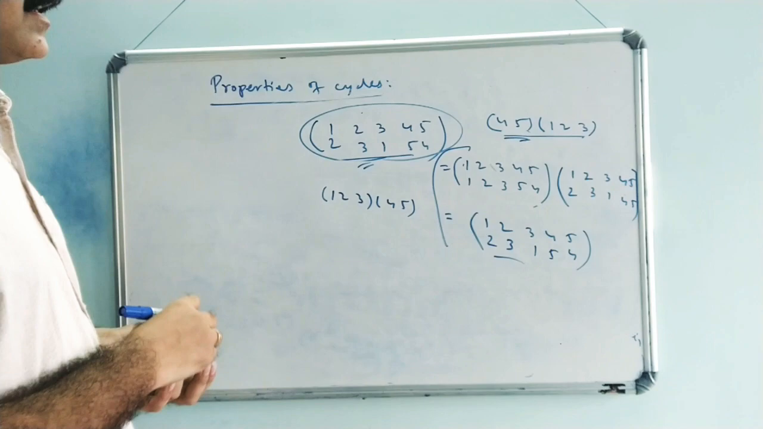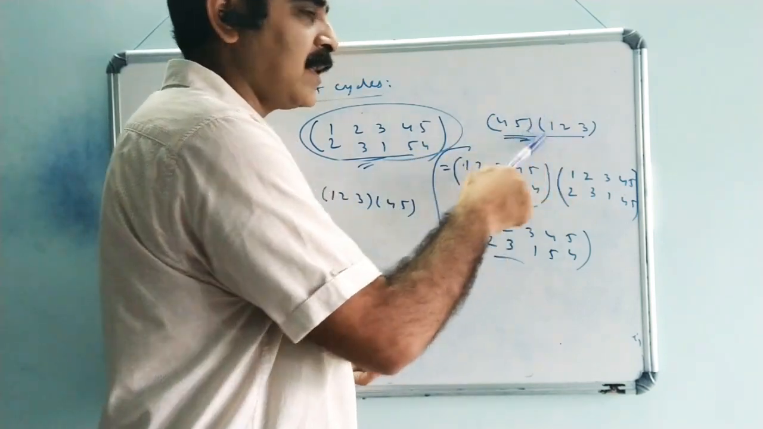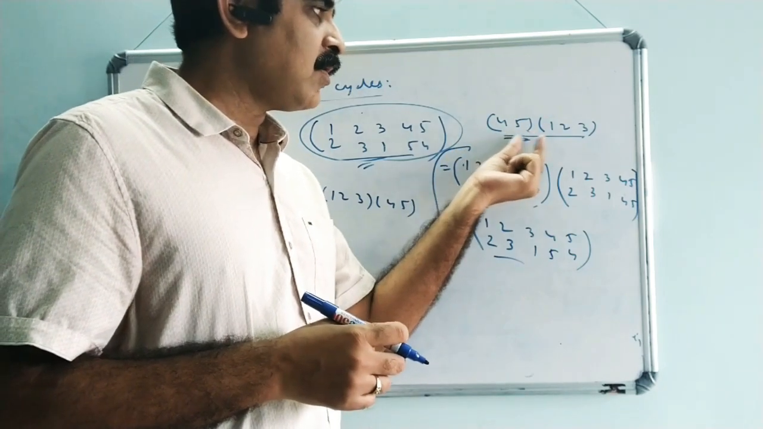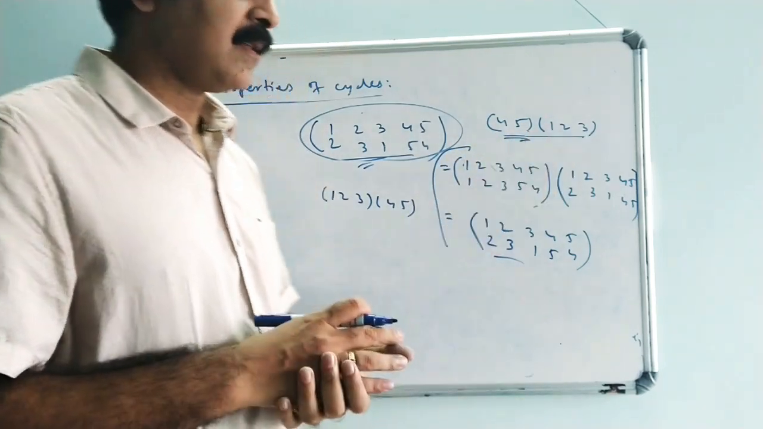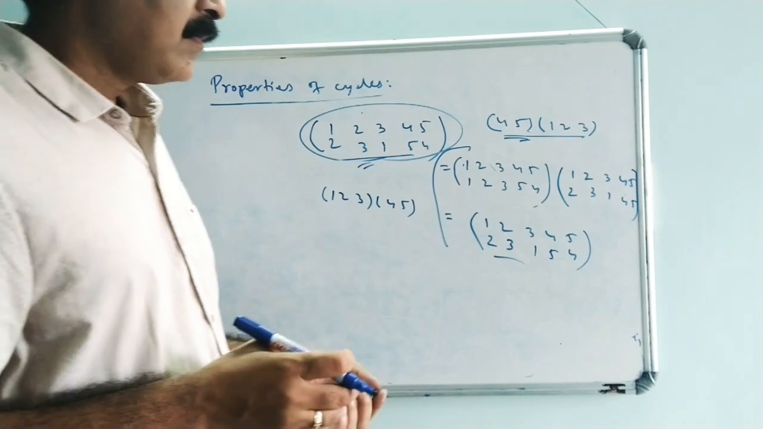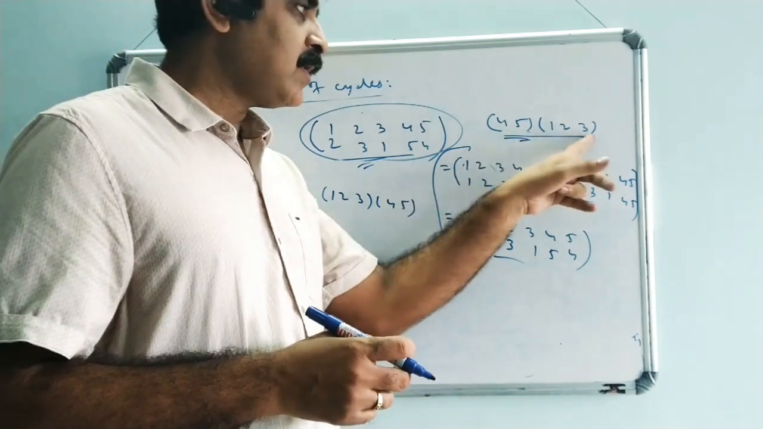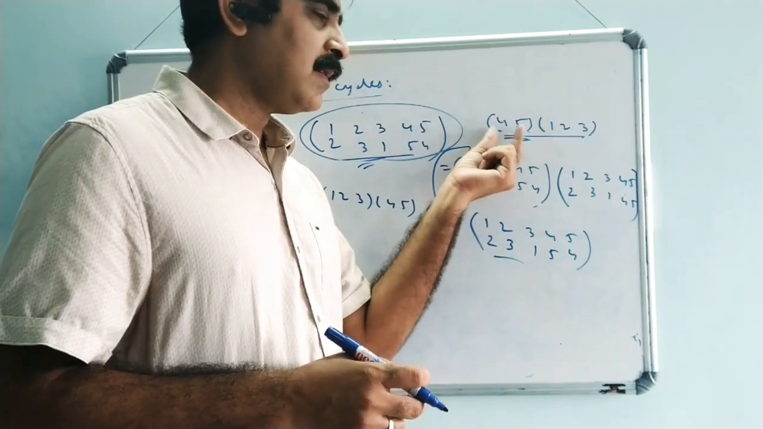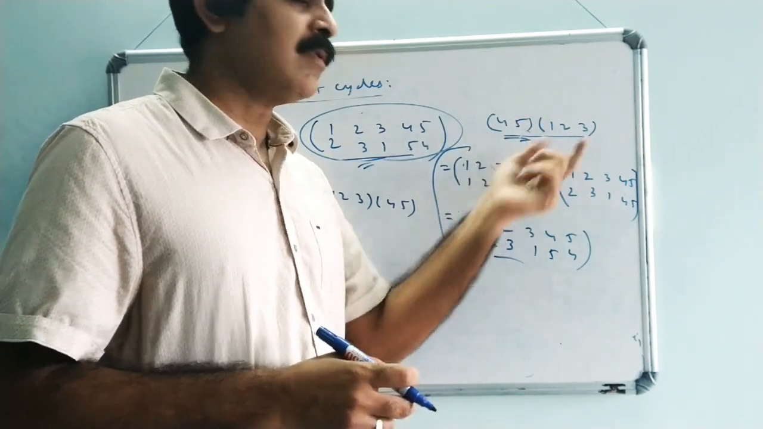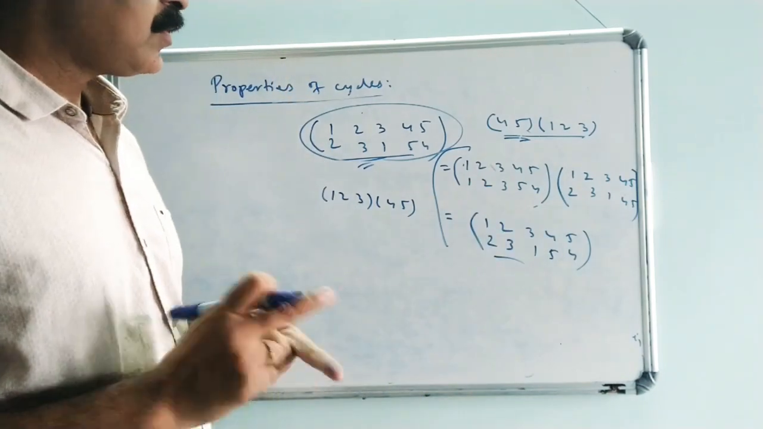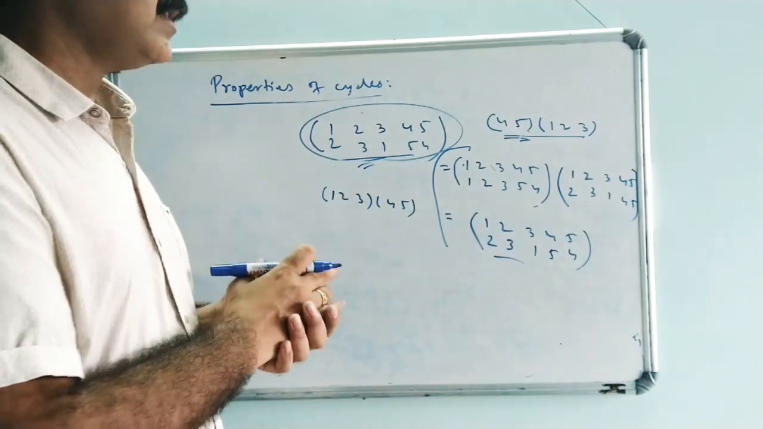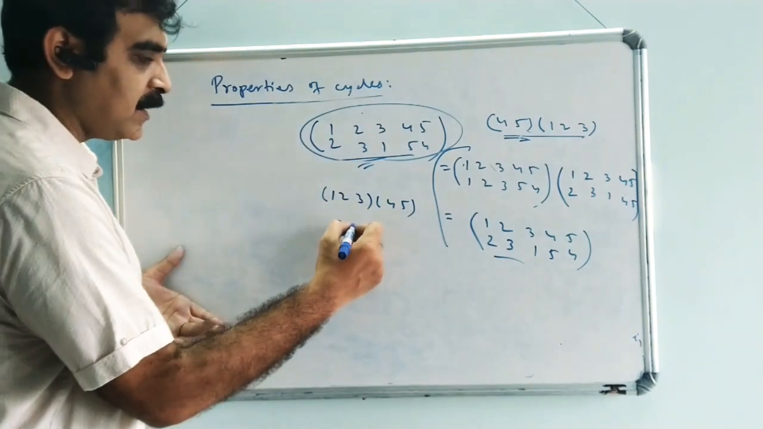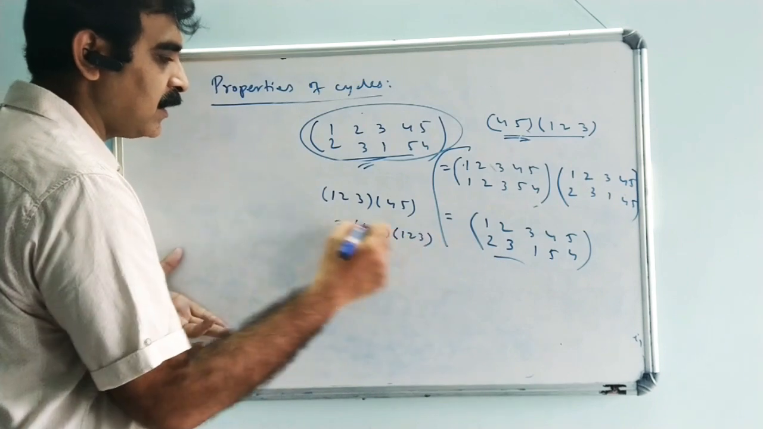And if we look at these cycles, these are disjoint cycles. Disjoint cycles means there is no common element among these cycles. Here 1, 2, 3 are present. Here 4, 5 are present. There are no common elements in these cycles. Therefore, these are called disjoint cycles. So we verified here that disjoint cycles commute. Commute means if we calculate this and this, they are the same.